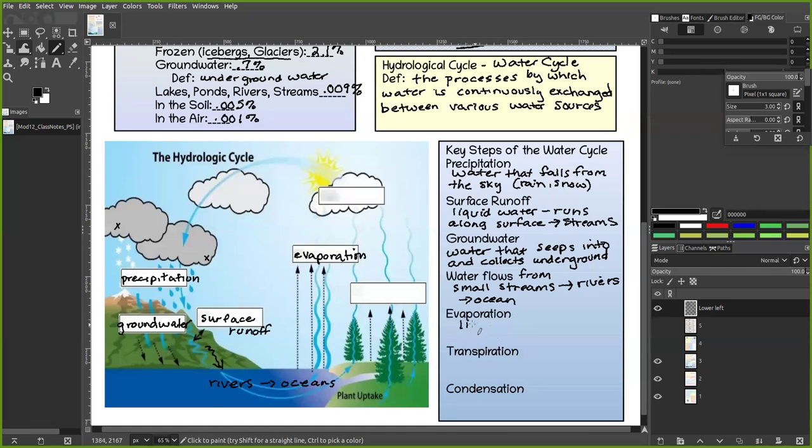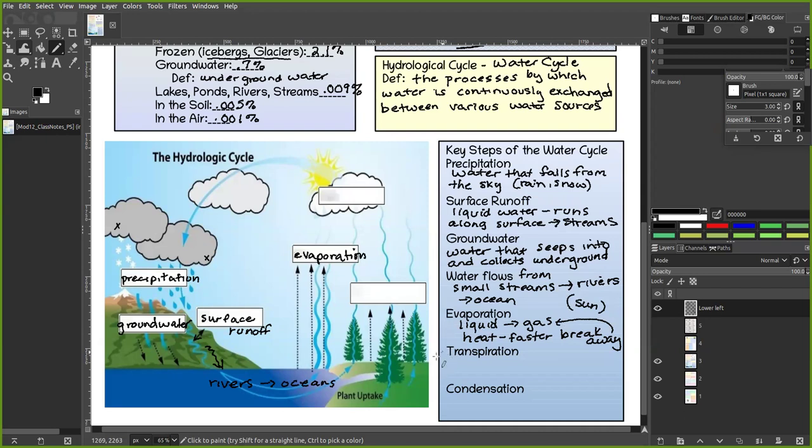Evaporation means liquid has become gas. And the key player in this is heat. Now, heat makes the particles move faster and faster, and then the faster particles break away. And once they've broken away from the water, they become gas. And the key player in the heat is the sun.